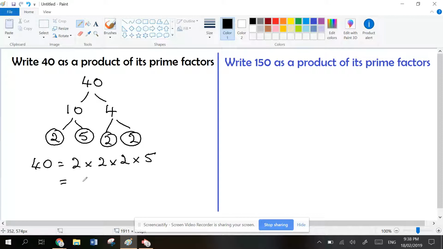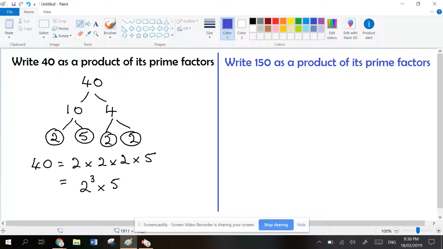We could be really smart and decide we're going to write these with powers. So we could write this as 2 to the power of 3, and times 5. Some of you might know how to do that. If you don't know how to use powers, we'll do them later. So the first line here is good enough to get you a big fat tick.